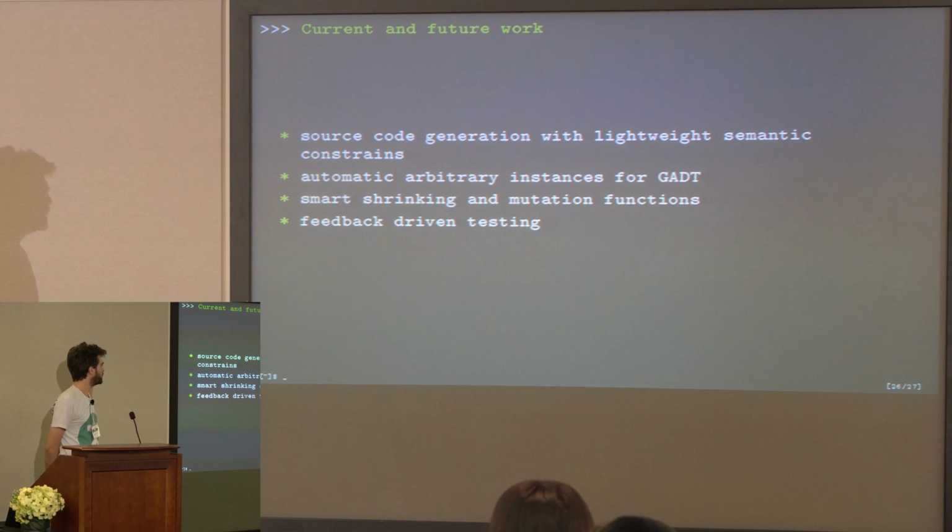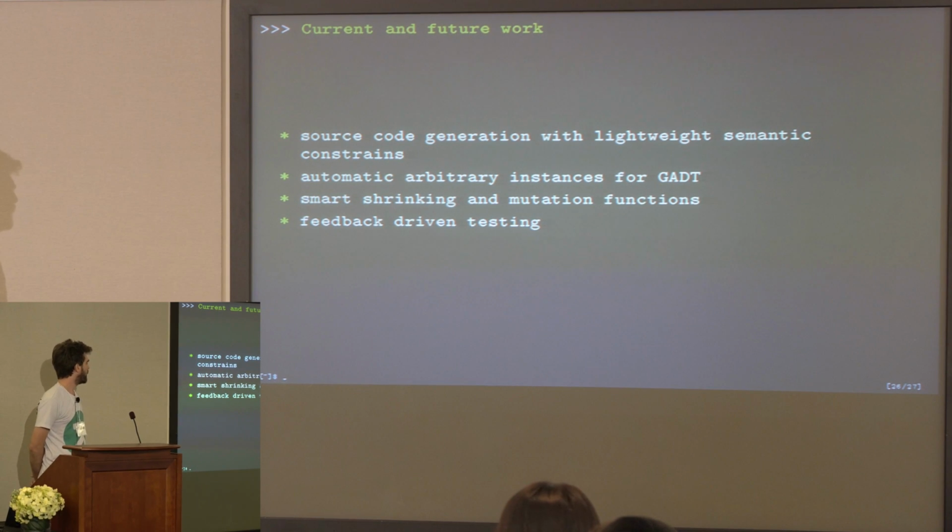We have automatic arbitrary instances for GADTs, which is a challenge we're trying to address. We have the shrinking and mutation functions that we want to do in Haskell, and then some ideas about feedback-driven testing. Since I'm working on security, I would like this, because the fuzzer is currently blind: it cannot see what the program is doing, and maybe if you have feedback from the program to the Haskell world, you can use it to test your program more efficiently.